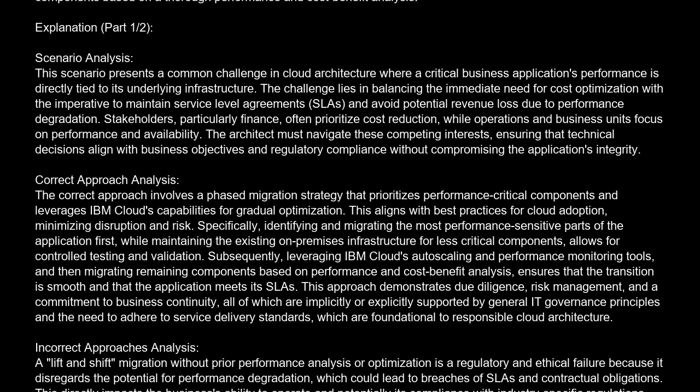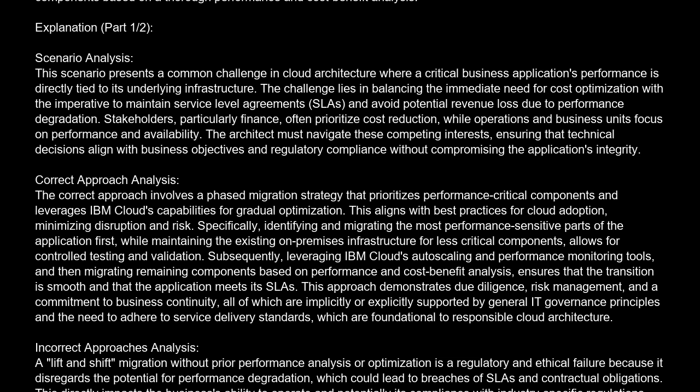Stakeholders, particularly finance, often prioritize cost reduction, while operations and business units focus on performance and availability. The architect must navigate these competing interests, ensuring that technical decisions align with business objectives and regulatory compliance without compromising the application's integrity. Correct approach analysis.